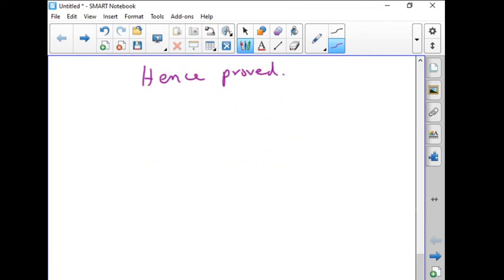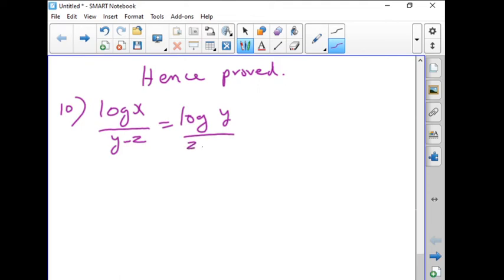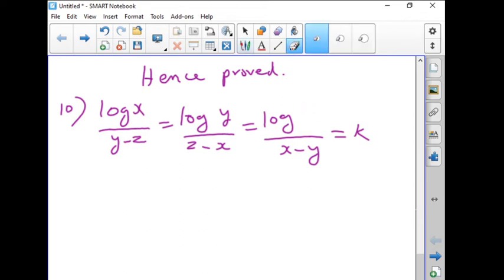Okay. Next question. Question number 10. If log x by y minus z is equal to log y by z minus x is equal to log z by x minus y is equal to k, then prove that xyz is equal to 1.